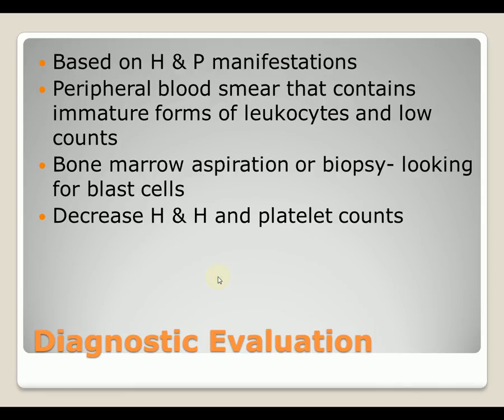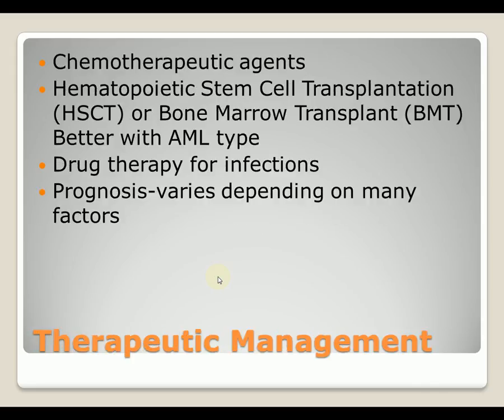Okay, your diagnostic evaluation is based on your H&H manifestations, peripheral blood smears, bone marrow aspirations or biopsies, and your decrease in your H&H and platelet counts. Therapeutic management works better because with children with ALL during the first remission, they have an excellent result with chemotherapy alone. Prognosis varies depending on the initial white blood cell count. Normal and low is better than a high white blood cell count.